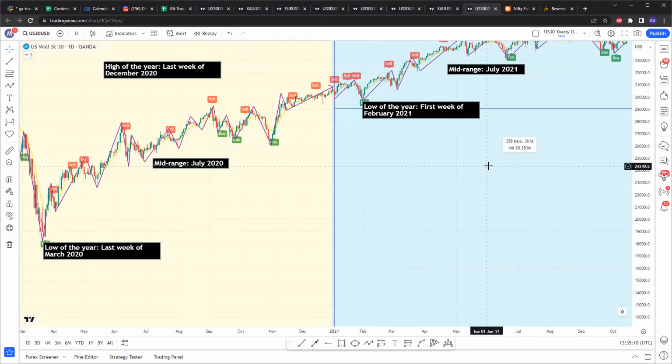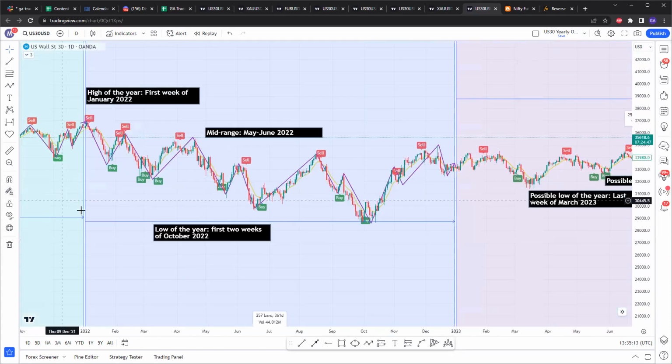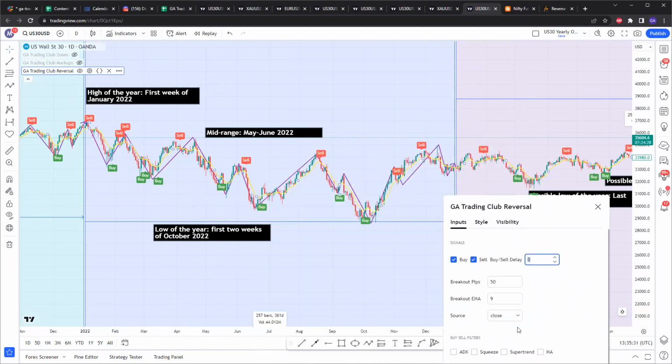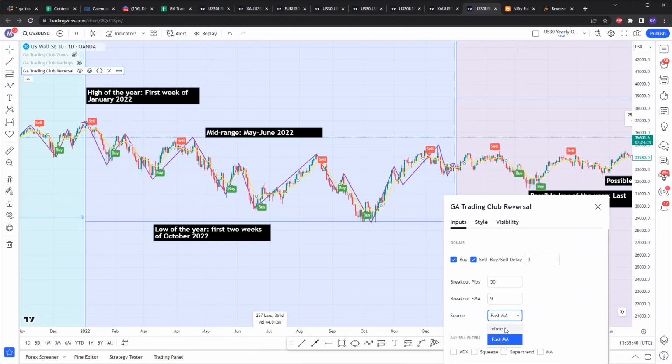So what I was thinking is, why not use the reversal indicator? When I put on the reversal indicator, these are the settings because this is the high time frame, 30-minute and above. Since this is US 30, breakout pips is 50, breakout EMA is 9, source is close. But you can play around between fast MA and close. Ideally, of course, you want sells at the top and buys at the lows. So play around between the fast MA and close.